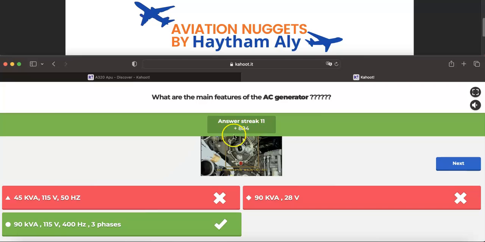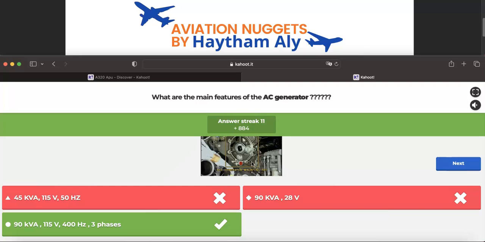The generator of the APU is simply called a generator. It's not called IDG. For the main engine, for electric power generation, we call it IDG because it is a generator with a constant speed drive. But here on the APU, it is simply a generator. Why? Because the APU is running at fixed speed. So here we are not in need of a constant speed drive, not like the main aircraft engine.